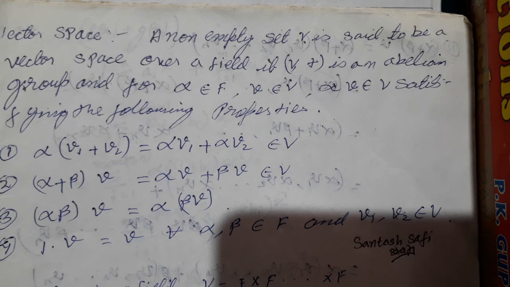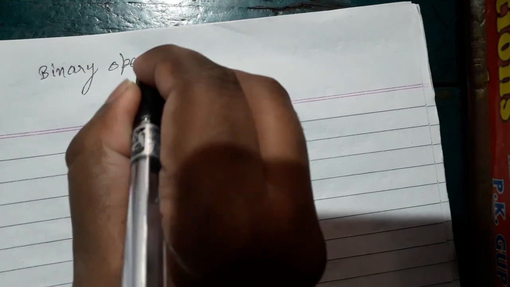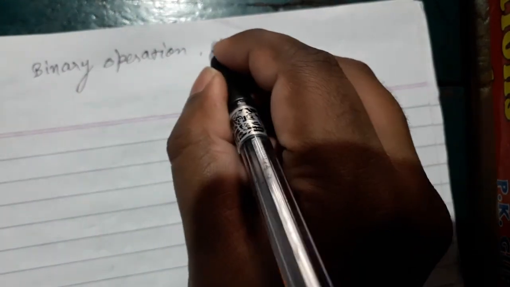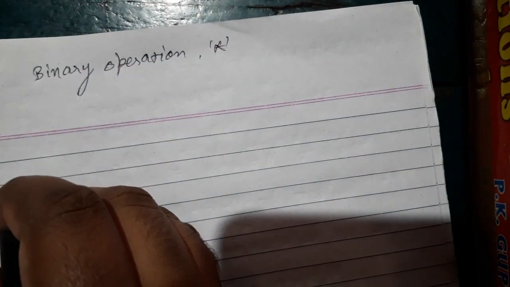Before revising the group, first of all, let us understand what a binary operation is. So here I'll talk about the binary operation. This binary operation I'll denote with star. So star is our binary operation. I'm taking the binary operation to be nothing but star.